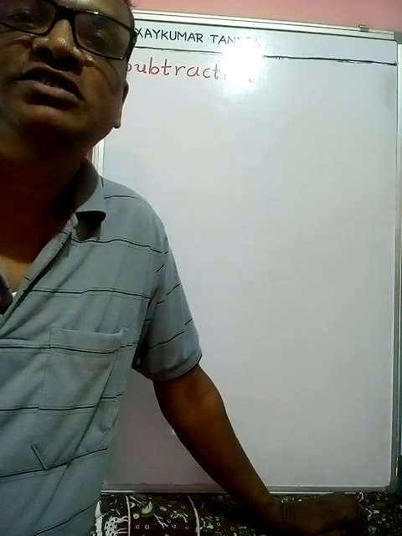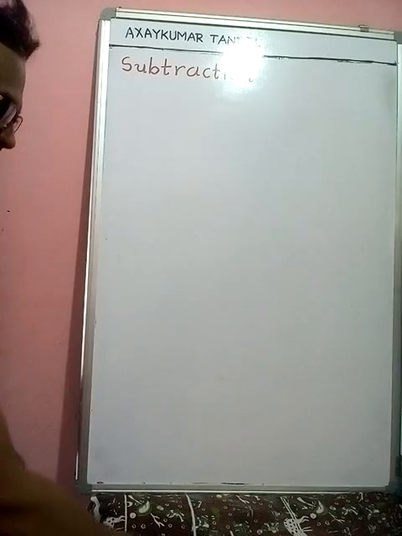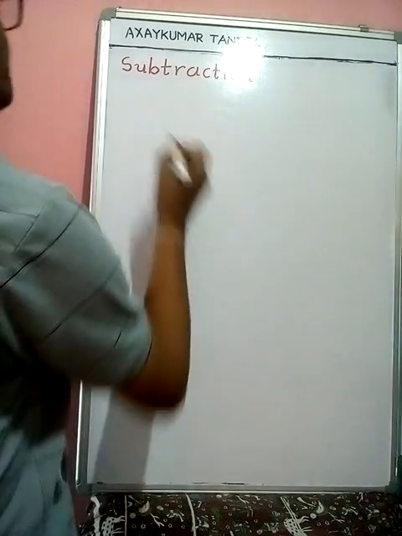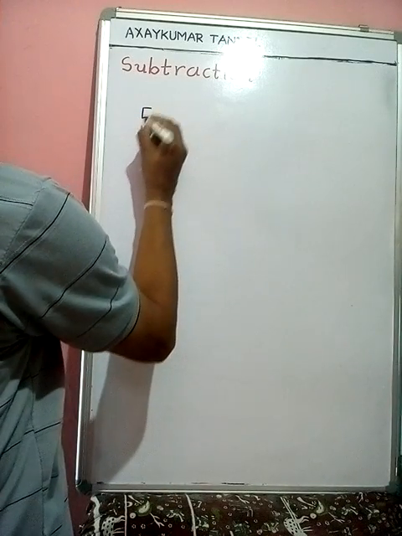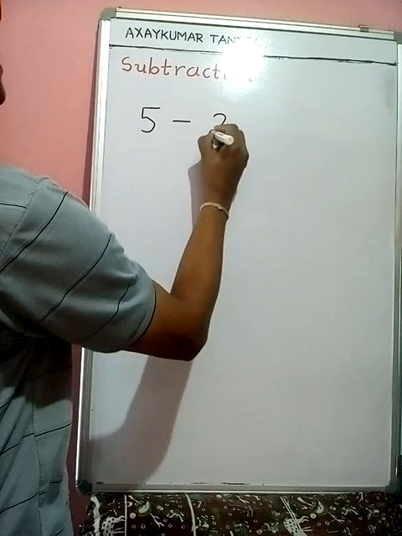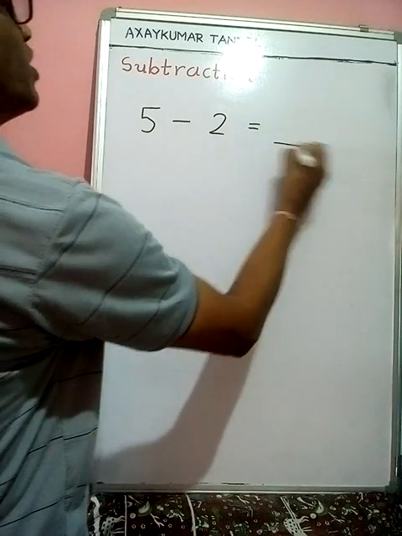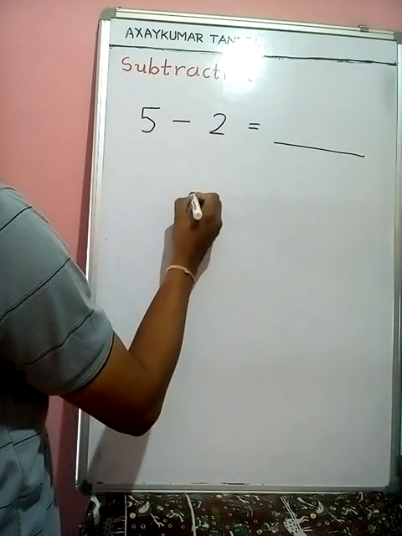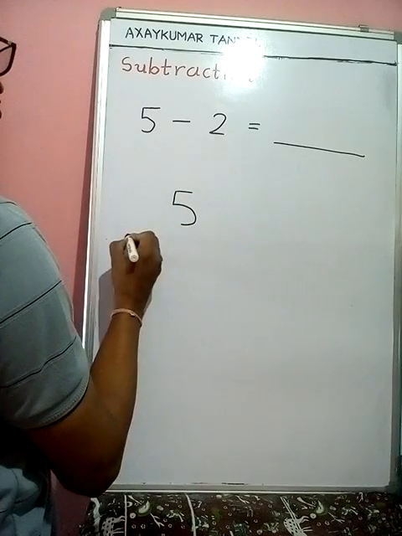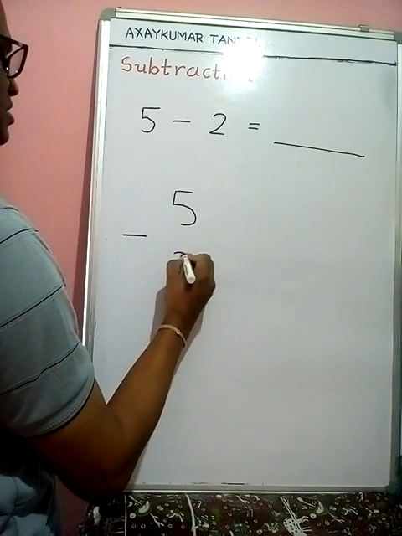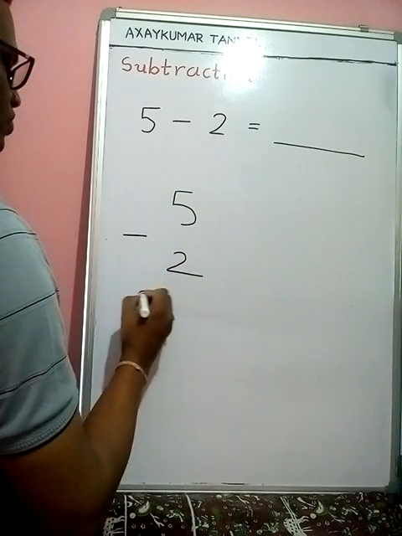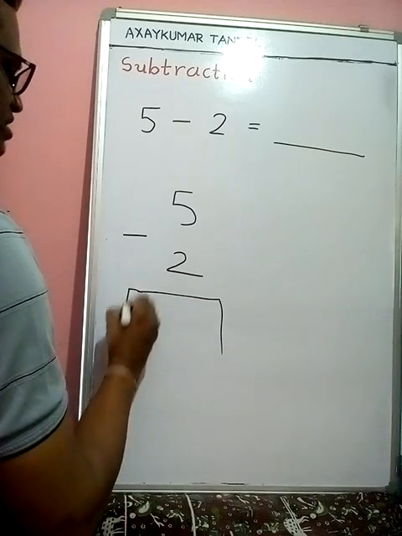Today we learn subtraction. Now we start. 5 minus 2 is equal to how many? We write here 5 minus 2. Make box for answer.